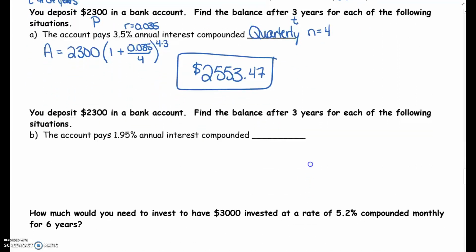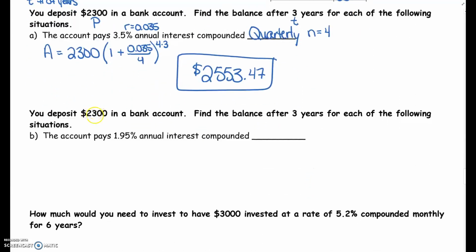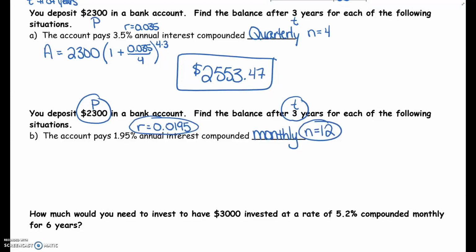I would like you to try the next one. Again, it's $2,300. That's your principal. Find the balance after 3 years. That's your time. Here's your rate. I want you to think about what that rate would be. And let's do compounded monthly. So pause the video, try to put this all into the formula, and then play the video after you are done to check your answer. I'm serious. Pause the video.